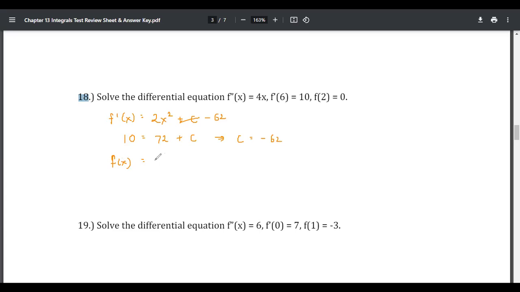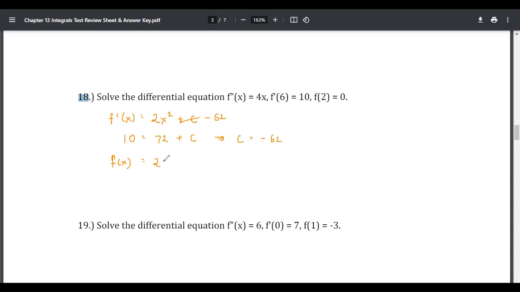Do you just add the result of c from the previous step? Yeah, put the c in and then integrate, of course. So would it be 2x squared minus 62 plus C? No, you're integrating that: 2x squared minus 62. Once you integrate, leave it.